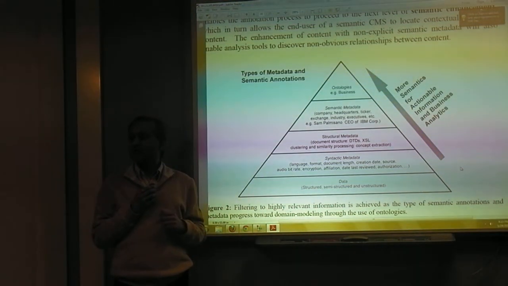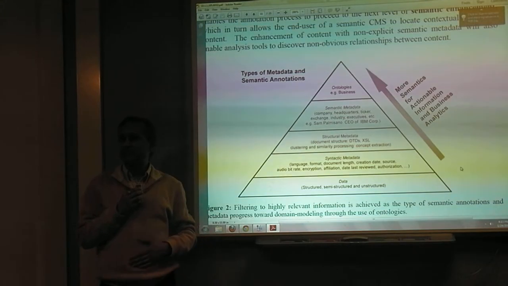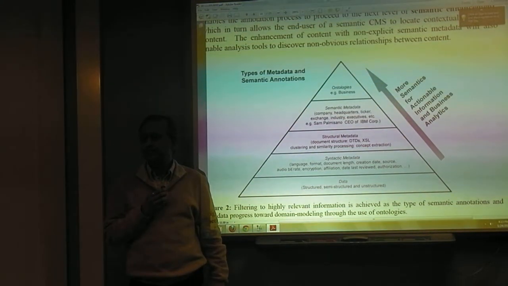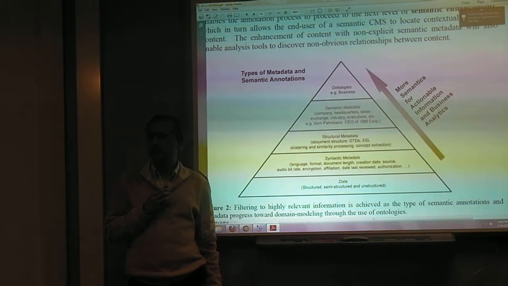Yeah, I was going to say, wouldn't that be syntactic metadata? It kind of seems to fall under the category of the audio bitrate, encryption, affiliation. You'd have date last reviewed.